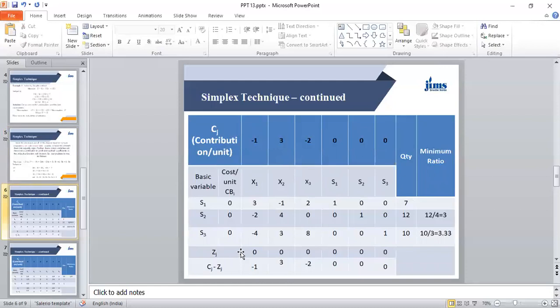And Cj minus Zj, also known as the net evaluation row or index row, will be equal to: Cj is minus 1, minus 0 is minus 1, 3 minus 0 is 3. So we simply copy down the values given in the contribution row, because if you deduct 0 from any value, it will be the same quantity. So we write all the values of the contribution row here: minus 1, 3, minus 2, 0, 0.